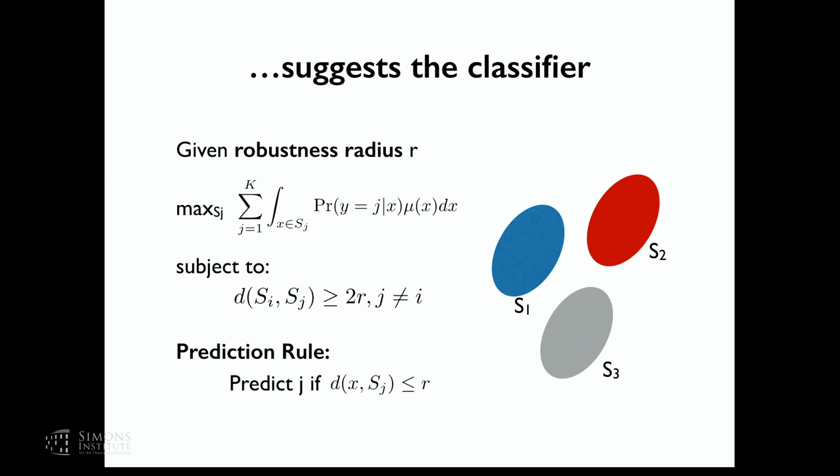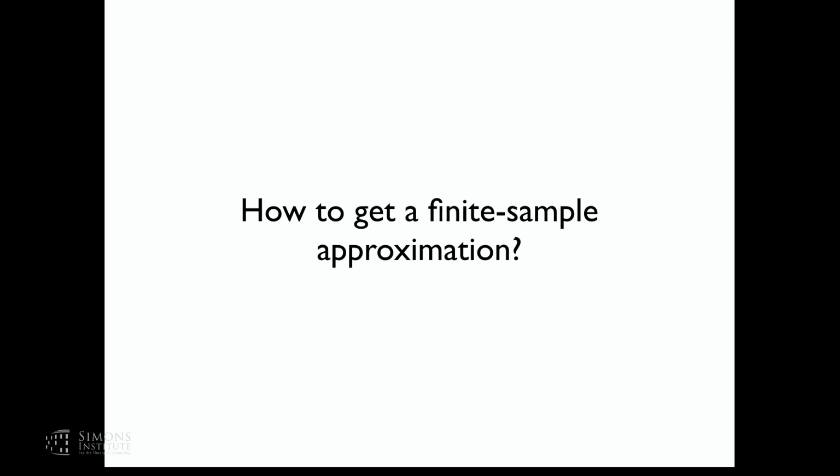So then you predict label j, otherwise, that's it. The thing to observe is this is very much a limit object, much like the Bayes optimal, right? Because you need to know mu, which you never know, and you need to know, basically, your eta, the conditional distribution, which also you never know. It's kind of a very complicated thing. So can you get a finite sample approximation to this?